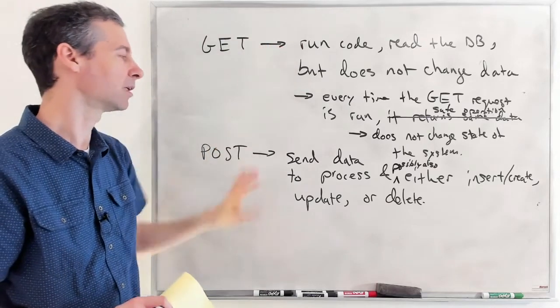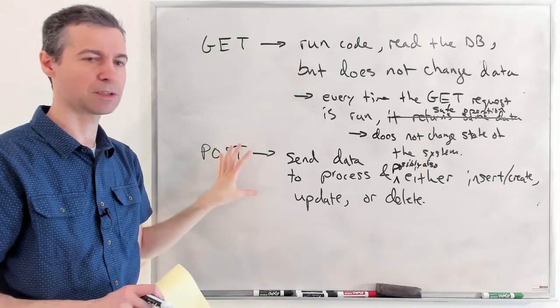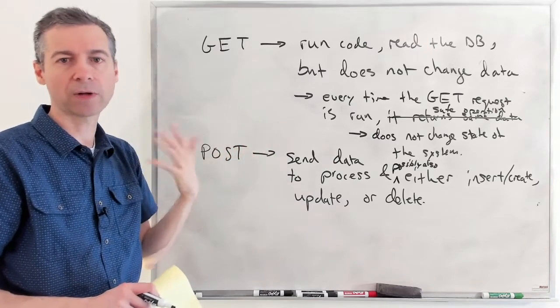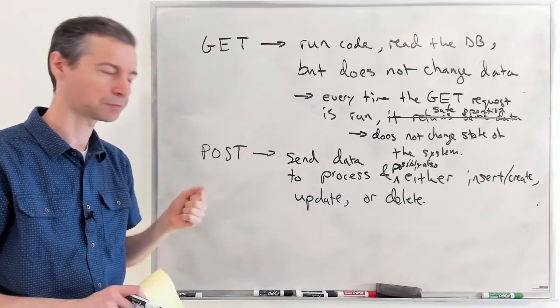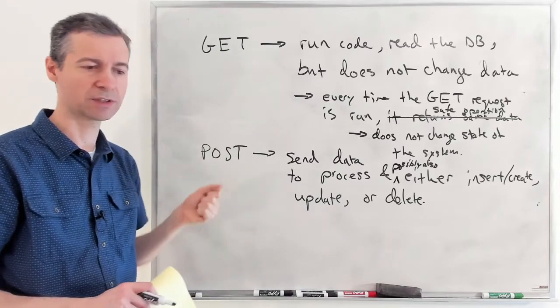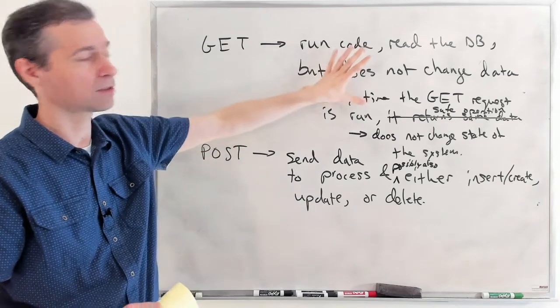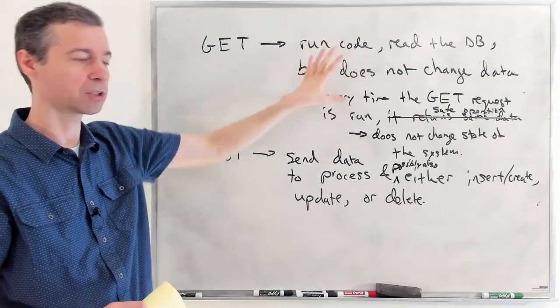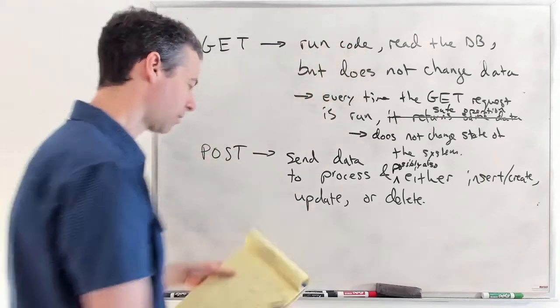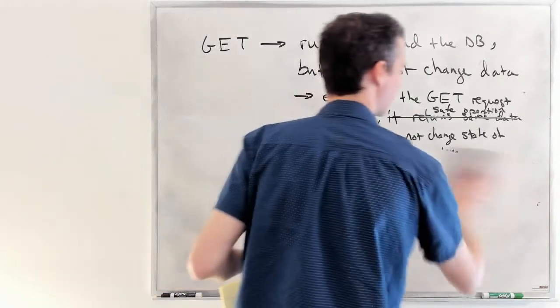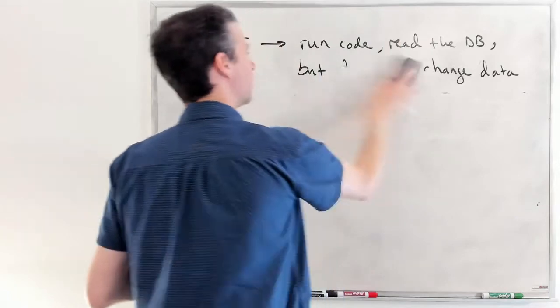Don't ever do that. If you just have something that takes in a bunch of data and processes it and returns something without actually changing the state of the system, fine, you could have that as a post. But don't change the system via gets. That's the big no-no here. All right, so that's the notion, that's the basic set of requests.